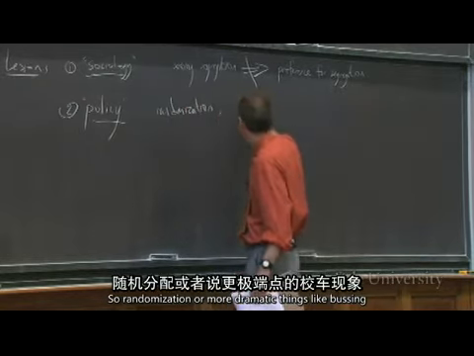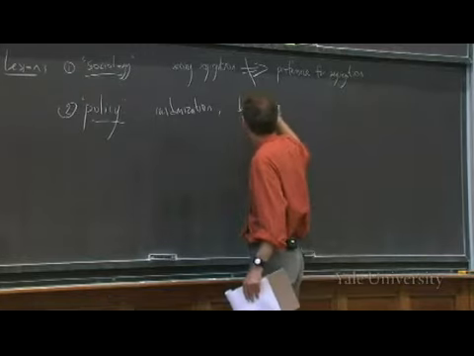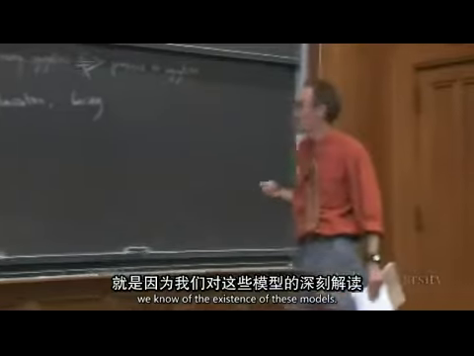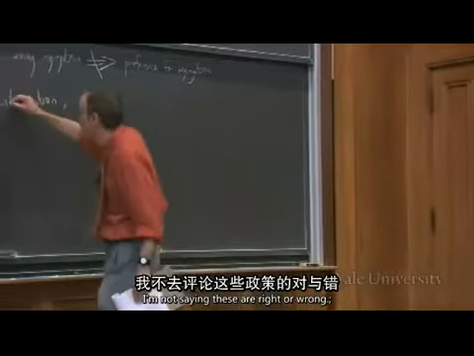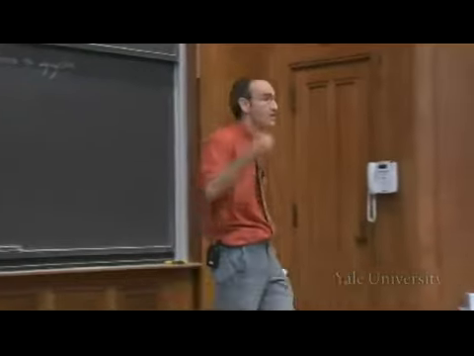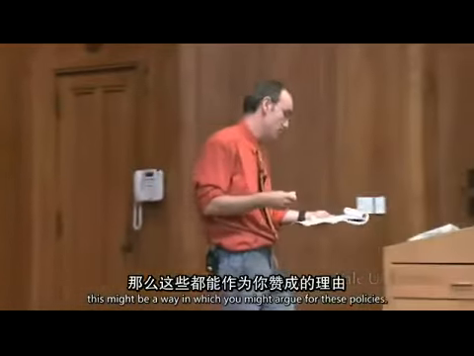So randomization, or more dramatic things like busing, are policies arrived at really because we know of the existence of these models. I'm not saying these are right or wrong. It's not my position to say that they're right or wrong. I'm saying if you were going to argue for these policies, this might be a way in which you might argue for them.